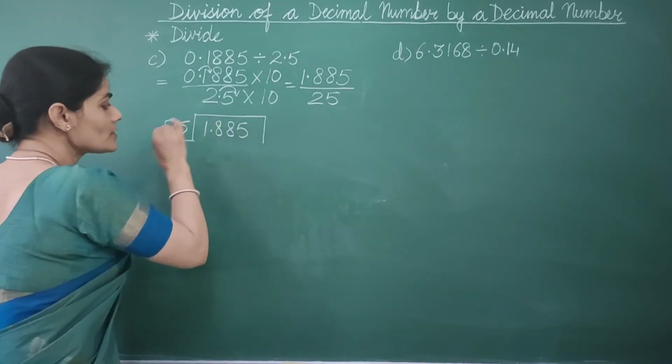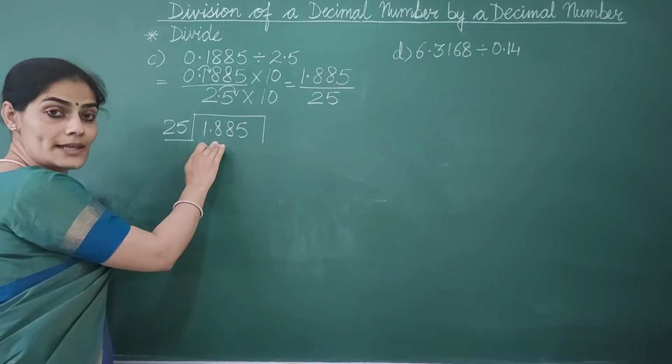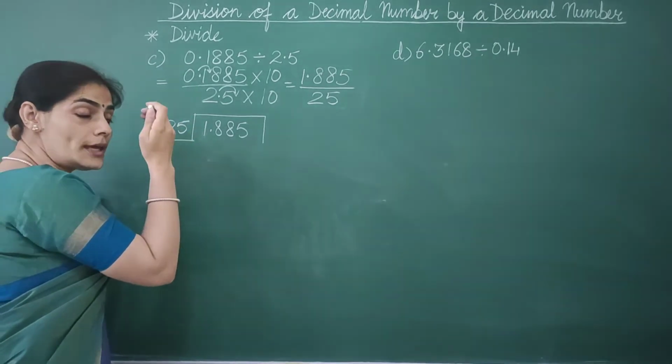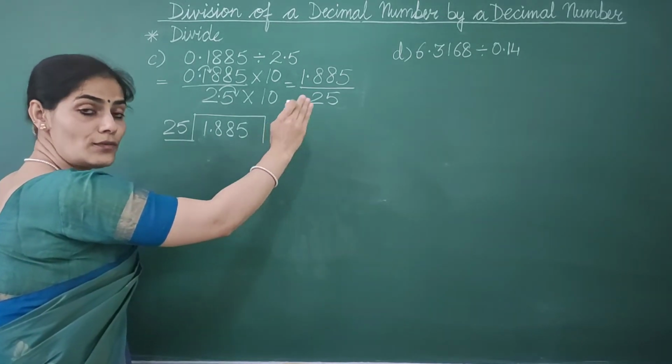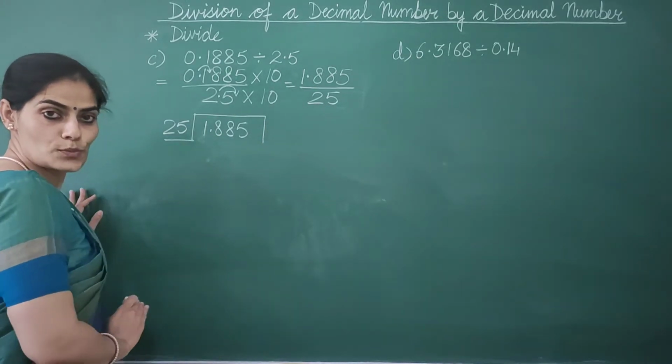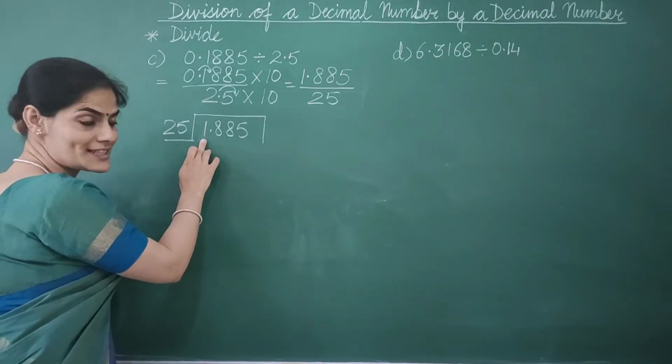1.885 will be written at this place. This dividend is a decimal number. Now ignore this decimal point till we get the quotient, and then we are going to insert the decimal point at the right place. Look at the first digit.